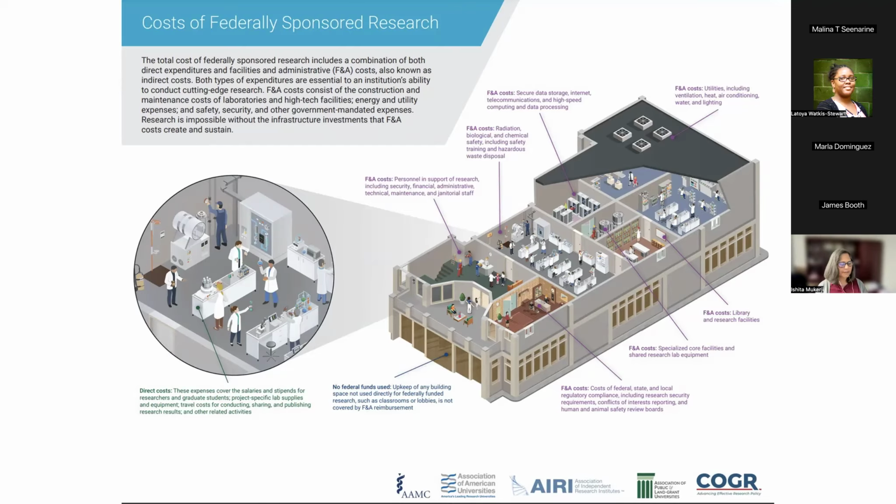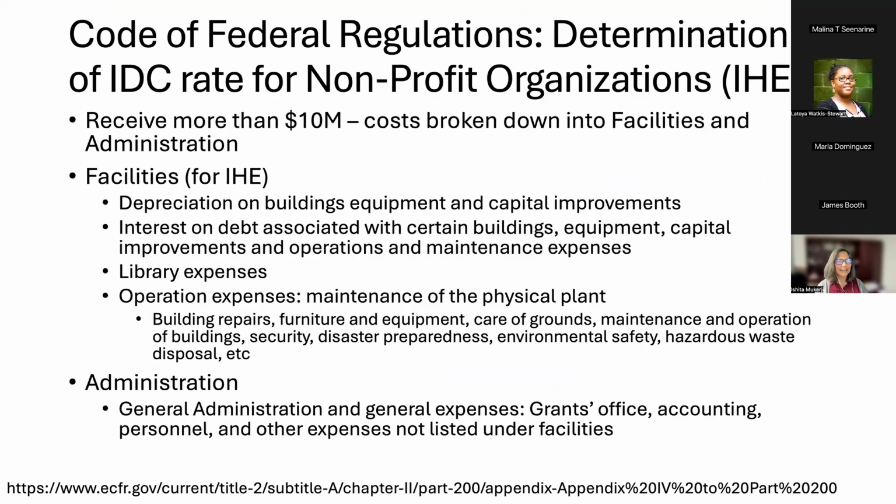Okay, so not hearing any questions. I'm going to move on to talk a little bit about what is considered when we're figuring out the rate for the indirect costs. So this is from the Code of Federal Regulations. You heard LaToya mention it before, the CFR. All grants offices live and die by what the CFR says. So this is about the determination of the IDC rate for nonprofit organizations or institutes of higher education.